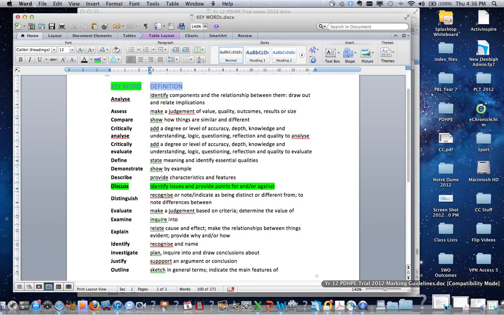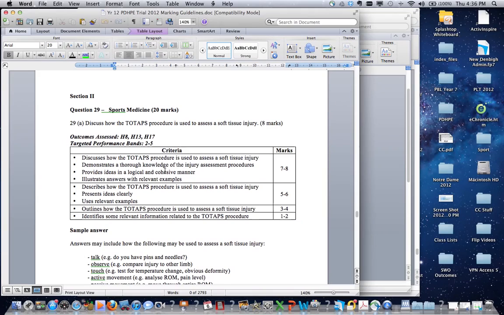If we have a look now at the marking guidelines, what were things we were looking for in terms of how to get that top band mark, and quite a few boys did, to discuss how TOTAPS procedure is used to assess a soft tissue injury. So you would discuss how that happens, what is the process that you should go through, starting with the first T with talk and working through each of those subsequent letters of the acronym.